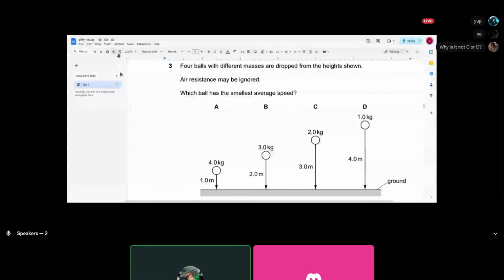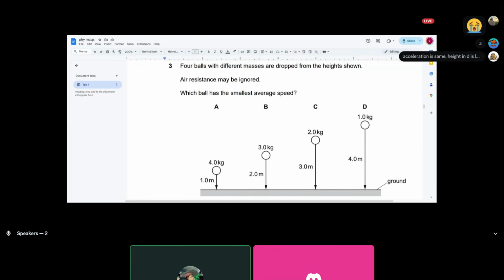All right. Four balls with different masses are dropped from the height zone. Air resistance may be ignored. Which ball has the smallest average speed? I'm getting a lot of different answers. Yes, it's A. Look, remember that no matter the mass, the acceleration is the same. Weight doesn't affect speed. Exactly. Weight does not affect speed.